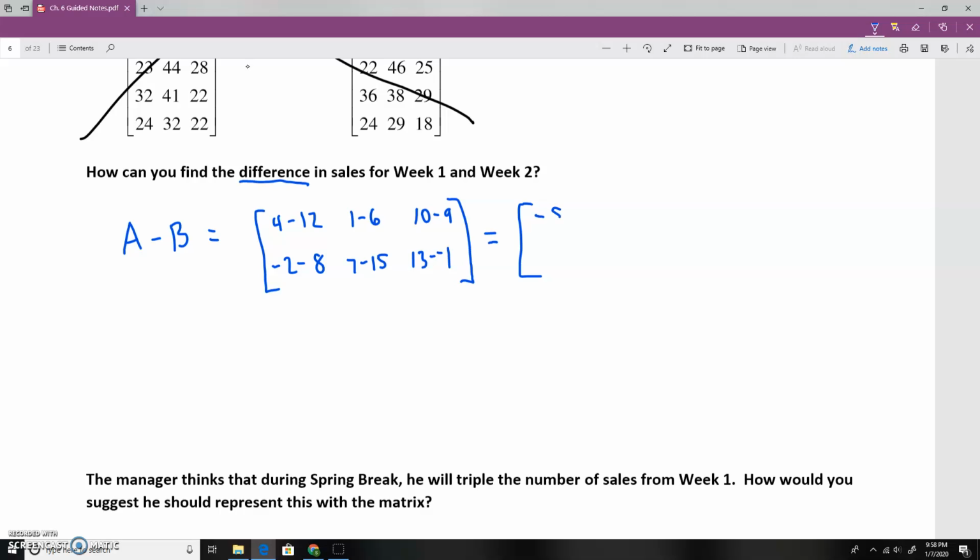4 minus 12 would be negative 8. 1 minus 6 would be a negative 5. 10 minus 9 would be 1. Negative 2 minus 8 gives us a negative 10. 7 minus 15 is a negative 8. And 13 minus a negative 1 is the same as 13 plus 1, so that's 14. And that is matrix subtraction.